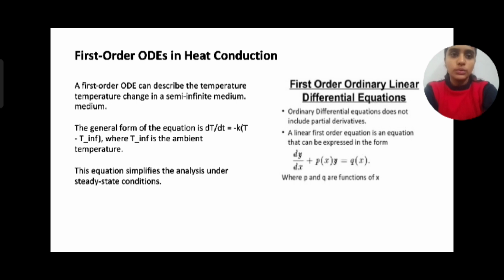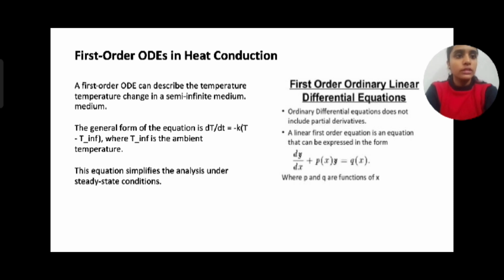First order ODEs in heat conduction. A first order ODE can describe the temperature change in a semi-infinite medium. The general form of the equation is dT by dt is equal to minus k (T minus Ta), where Ta is the ambient temperature. This equation simplifies the analysis under steady state conditions.